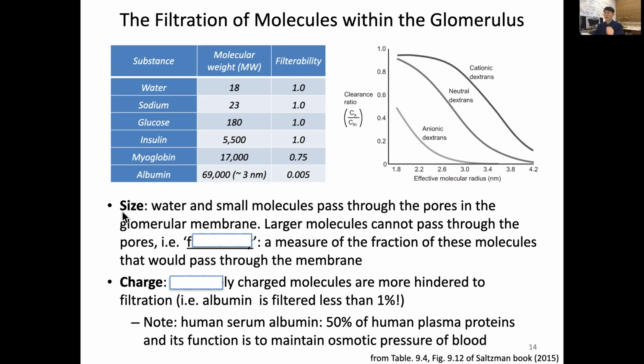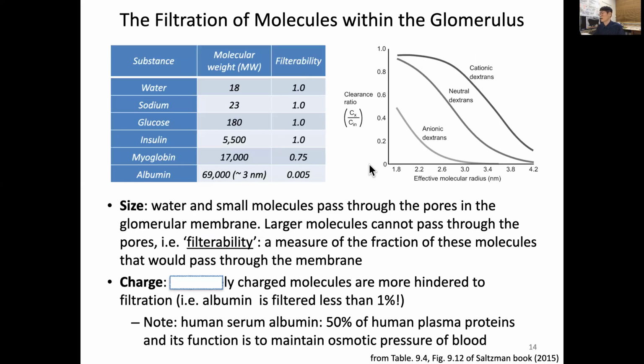So the first filtration is by size. Water and small molecules pass through the pores in the glomerular membrane, and large molecules cannot pass through the pores. So we can define a measure of the fraction of these molecules that would pass through the membrane, called filterability. And what people have also figured out is that charge can matter for this, not only the size.